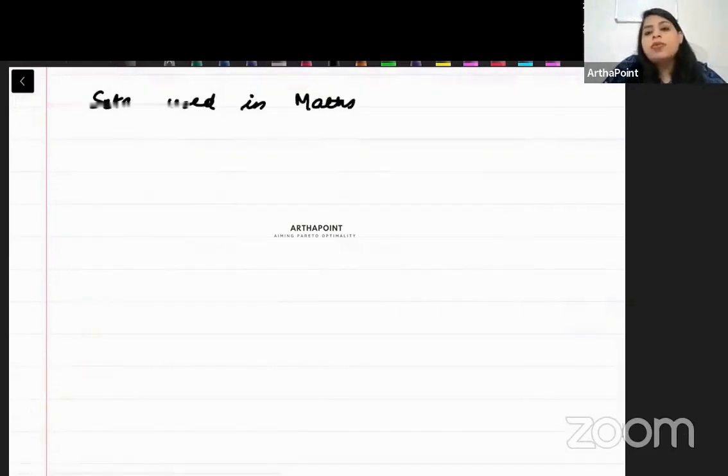So when we talk about the set used in maths, there are some symbols that we use in maths. So what are those symbols that we use in maths? The first example is N. N stands for all natural numbers.